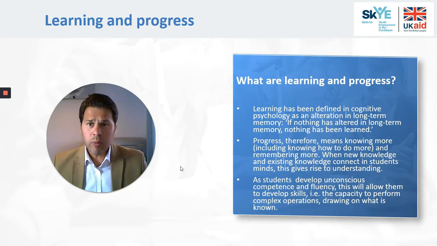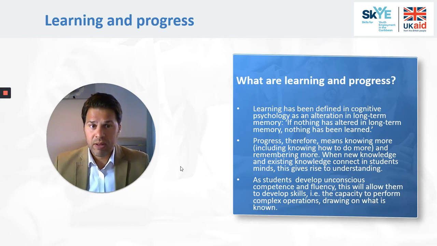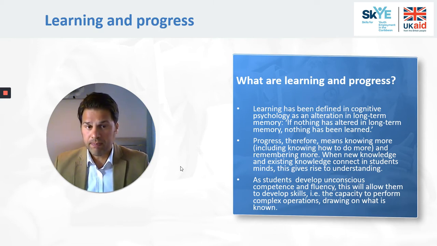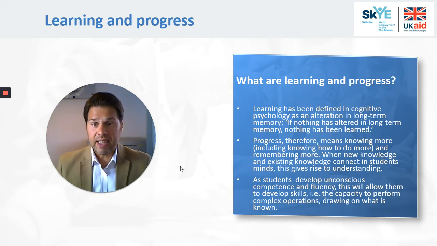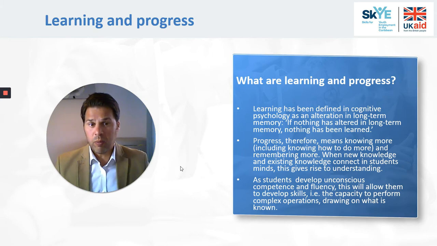So what do we mean by learning and progress? Well, learning has been defined in cognitive psychology as the alteration of your long-term memory. So actually, research shows that if nothing has been altered in your long-term memory, nothing has been learnt. So it's really important to think about what alterations have been made into the student's long-term memory and what can they do now that they couldn't do before and what are they able to remember. Now that means that learning has taken place.